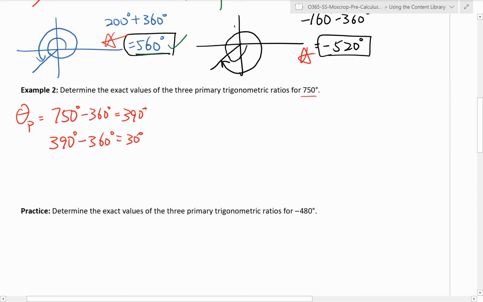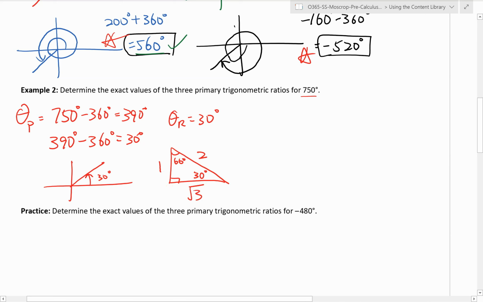Okay, so once I know my principal angle is 30, then I can draw my diagram. That's 30 degrees right here. And it just happened to be that this is the reference angle, right? So the reference angle happened to be exactly the same as the principal angle. So now I can use my special triangles to solve the problem. This is my 30 degrees, this is 60. Recall the ratio for the sides is 1 to root 3, 1 being the opposite side from the smallest angle. 2 is always the hypotenuse.